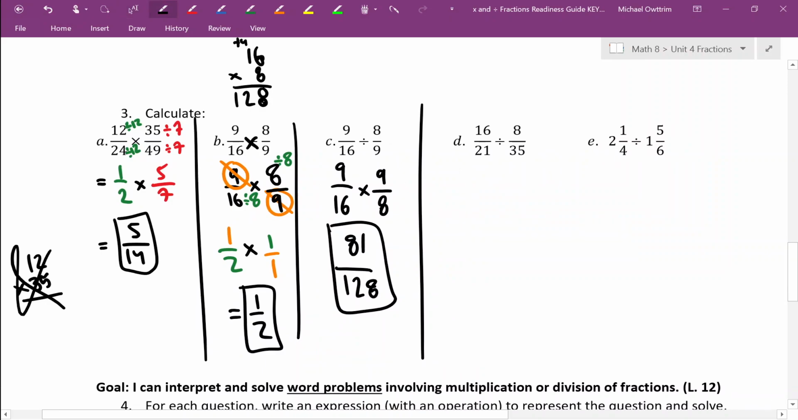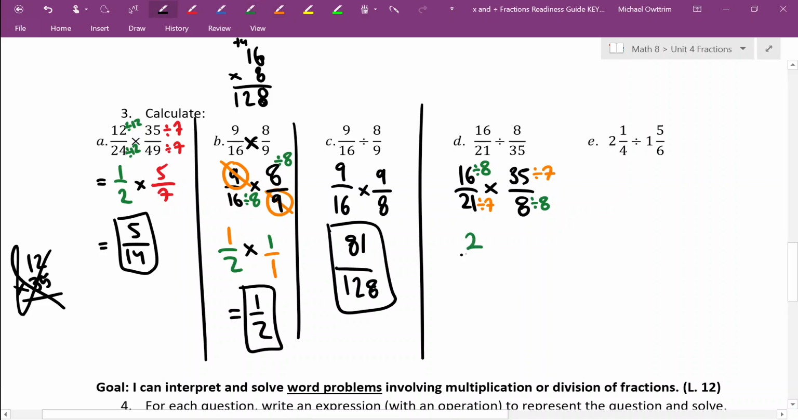Okay, taking a look at question D. Nothing simplifies in the first fraction. 16's factors are 2, 4, and 8, and then 21 is 3 and 7. So nothing simplifies there. Same in the second fraction. So I'm going to move on to flipping and multiplying and see what happens then. And now I do see some simplifications I can do. So both 16 and 8 can divide by 8 there. So that's already a good simplification to start with. But also you may notice that both 21 and 35 are multiples of 7. So let's divide those by 7 as well to simplify.